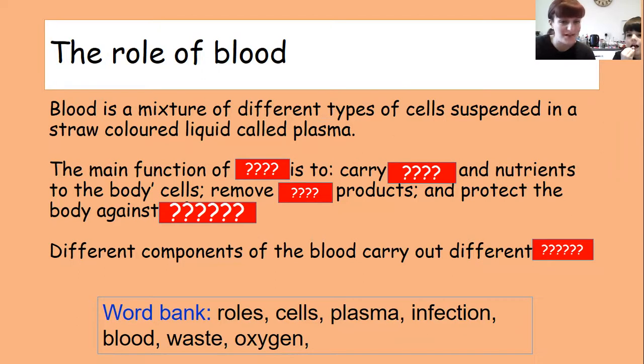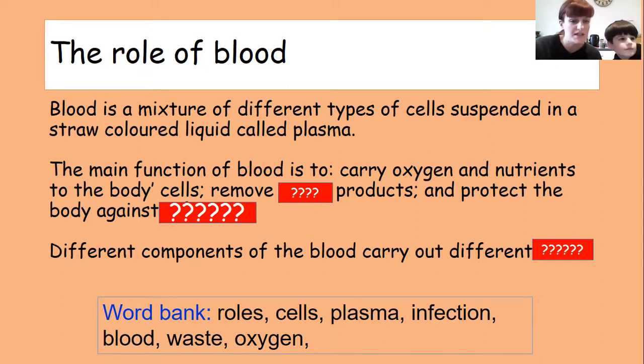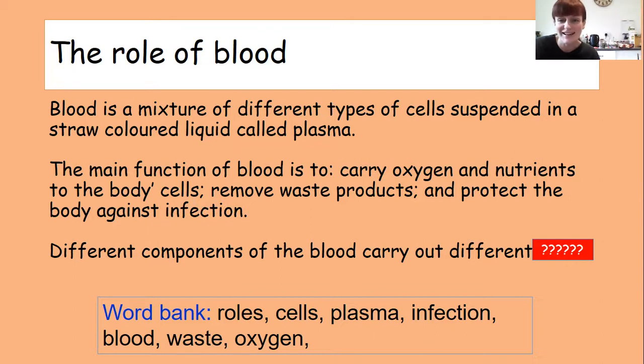Plasma. Remember, the yellow stuff was plasma. The main function of something is to carry oxygen and nutrients. The main function of blood. Yes, you're right, blood. Oxygen and nutrients to the body's cells, remove waste products and protect the body against infection. Okay, different components of the blood carry out different roles. Okay, hopefully you got those.